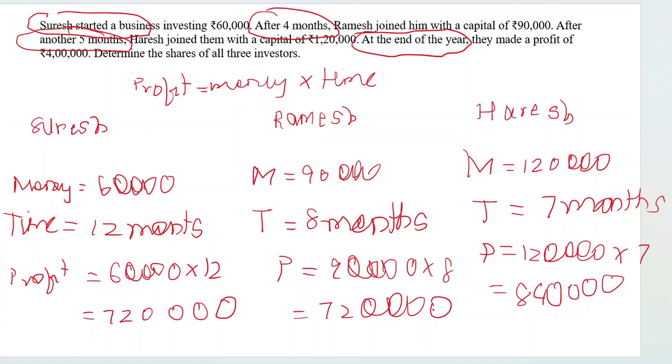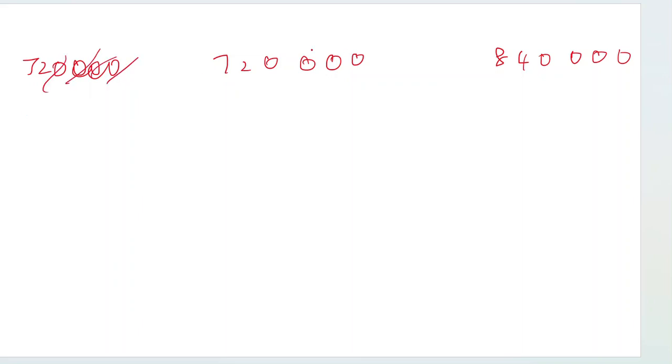Now we have to find the ratio of the profit. This is their profit, so now we have to find the ratio of their profit. The ratio of the profit will be basically 7,20,000, 7,20,000 and 8,40,000. Now to keep on cancelling, we have to search for a number which divides all three. First thing is, I cancel all these 4 zeros. That means I divide by 10,000. I'm left with 72, 72, 84.